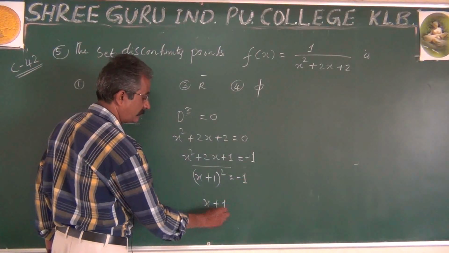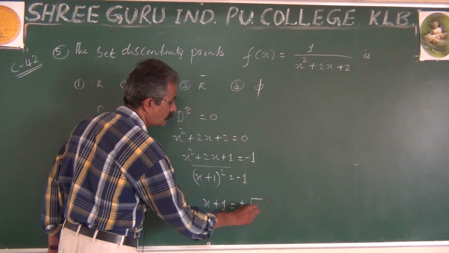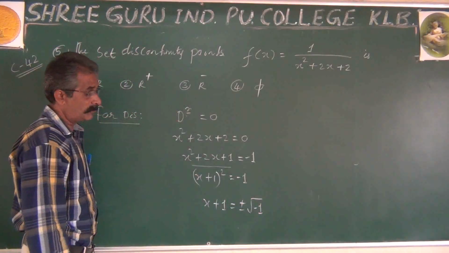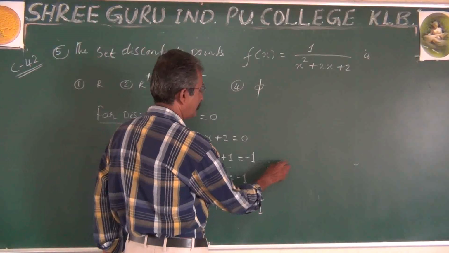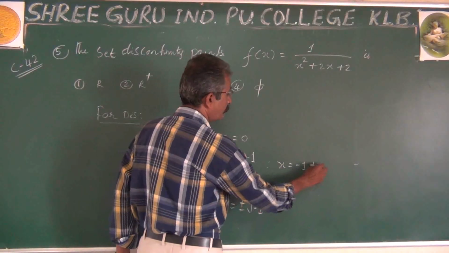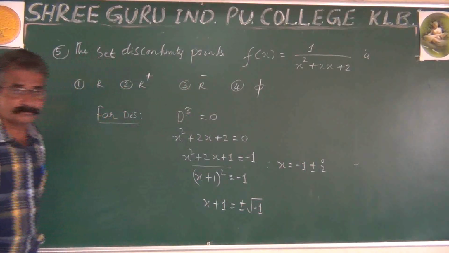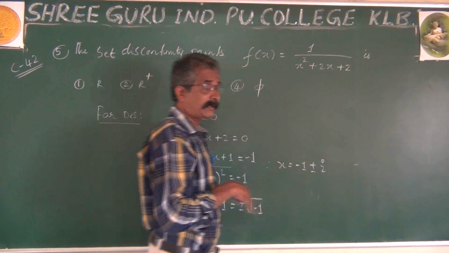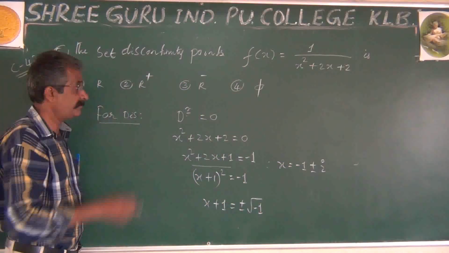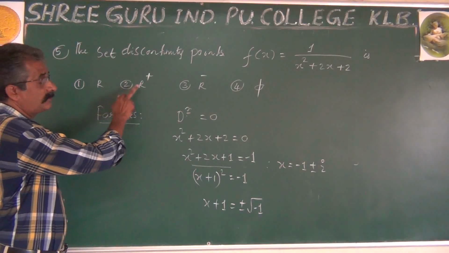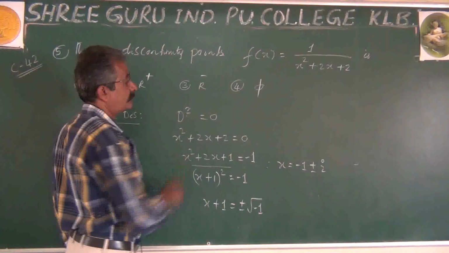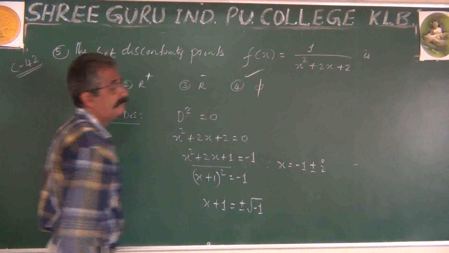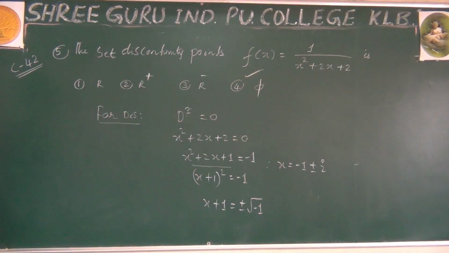x plus 1 equal to plus or minus root of minus 1. But root of minus 1 is imaginary. Hence x becomes minus 1 plus or minus i. The i presence shows that we don't get real values for x. That means first option wrong, second option wrong, third option wrong, fourth option will be the correct one. No set of points of discontinuity. No means for no real value of x, this function will become discontinuous.